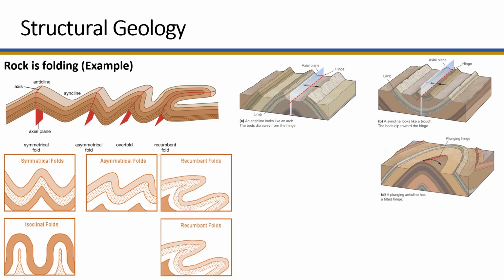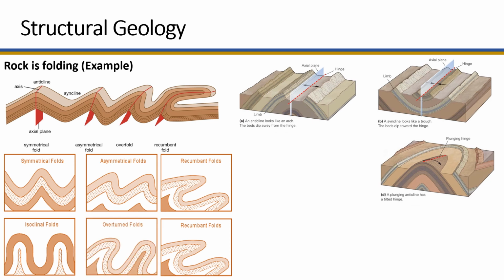Next, we have recumbent folds. Recumbent folds are a type of fold where the axial plane is nearly horizontal or horizontal. This fold can appear as if the rock layers have been laid almost flat. The limbs of the fold are parallel or nearly parallel to each other, creating a horizontal or nearly horizontal orientation.